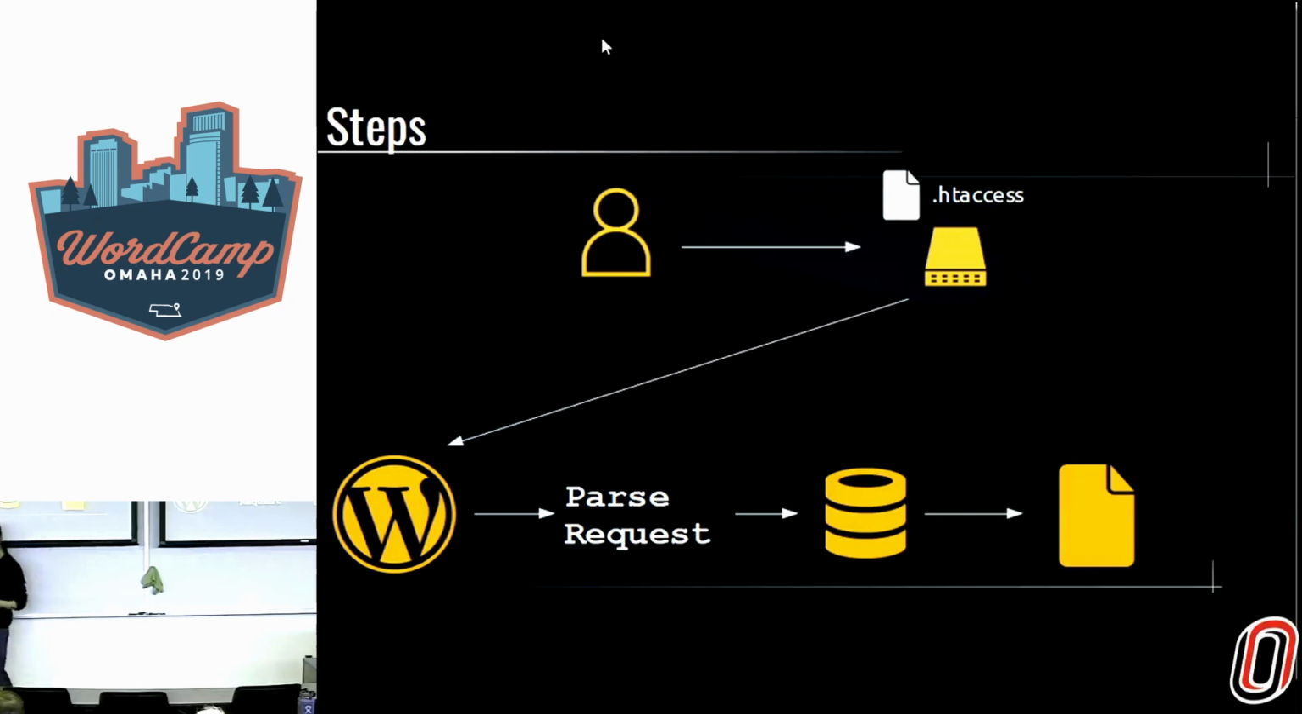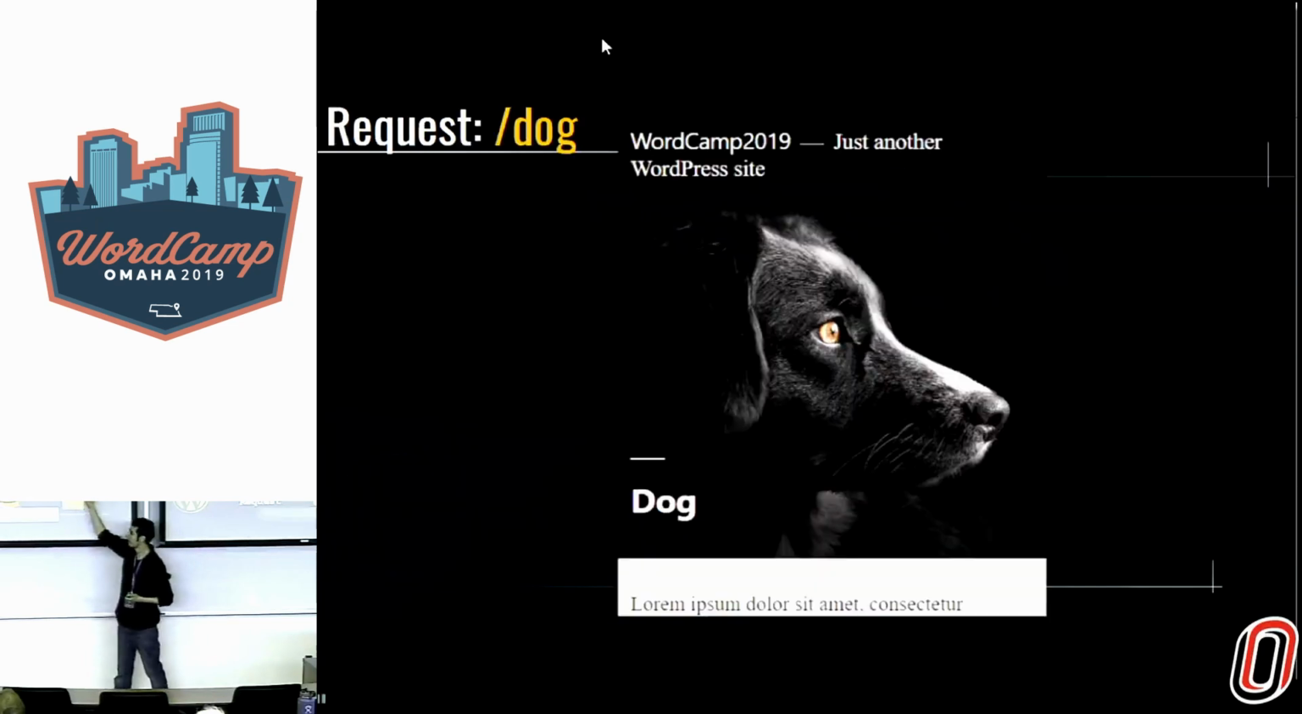WordPress then parses the request, sends that to the database in a query based on this parse request here. The database goes and finds that data, and then WordPress gets that data and displays that using a template. So here I have the page dog using the page template, page.php on my theme. So this is what it looks like.